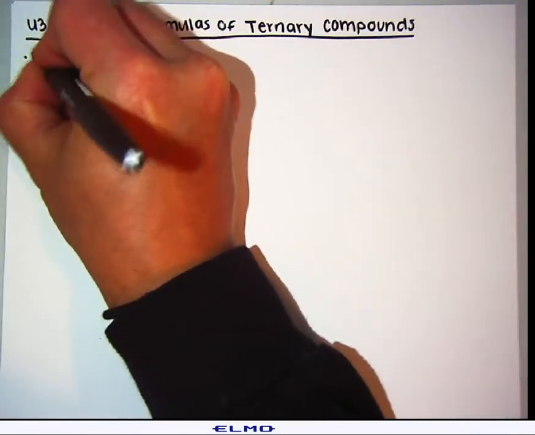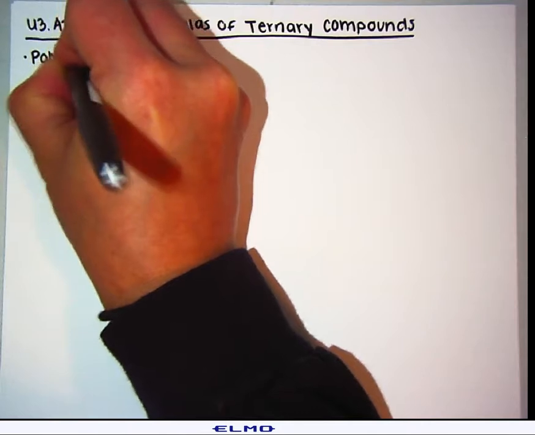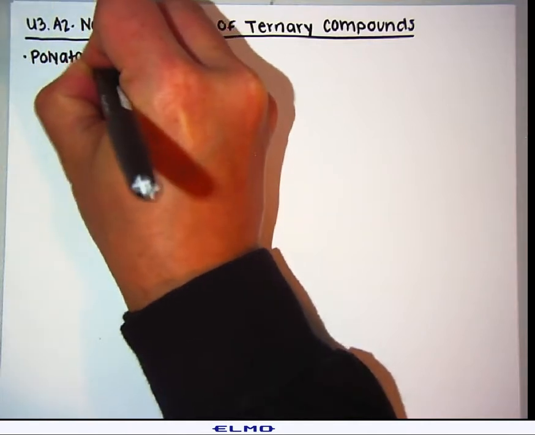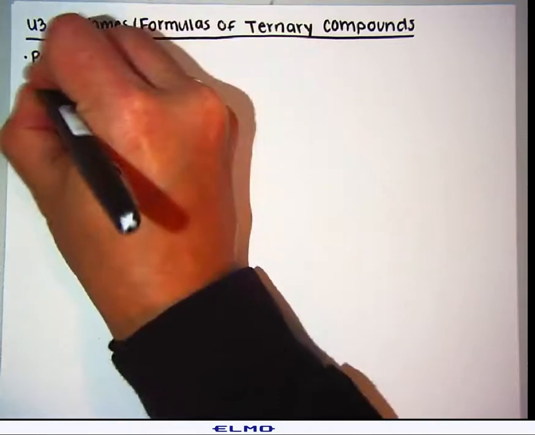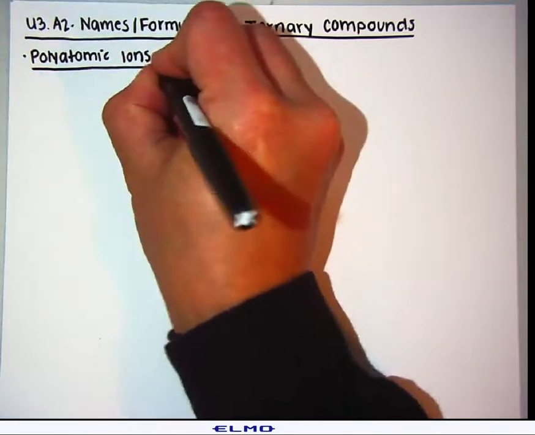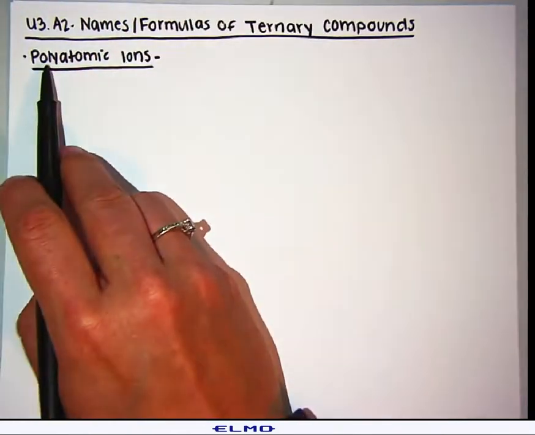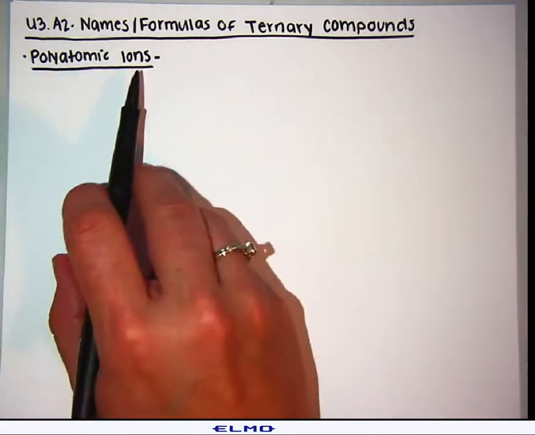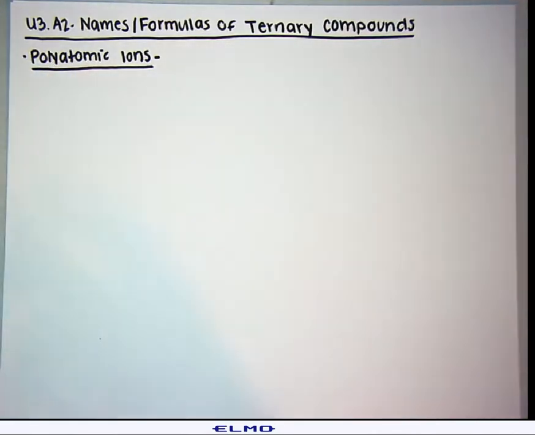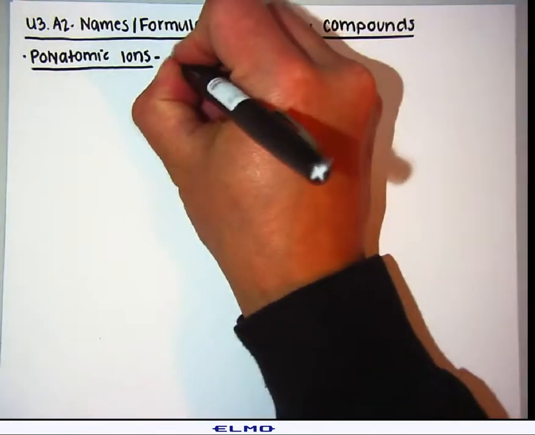These are going to include something called polyatomic ions. So that prefix poly means many, so they're going to be made up of many different atoms, and since these are going to be ions, they're going to have a charge.